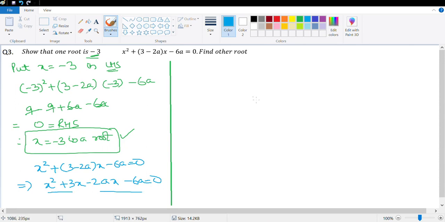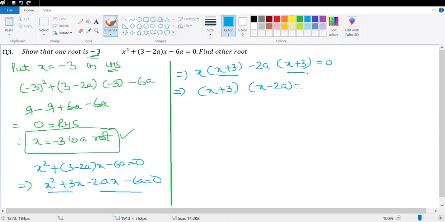Grouping it the way I've underlined, what we get is x times (x plus 3) minus 2a times (x plus 3). Yes, negative 2a into x gives negative 2ax, and negative 2a into 3 gives us negative 6a. This is equal to 0. x plus 3 is common in both the elements. So we have (x plus 3) multiplied with (x minus 2a) is equal to 0.